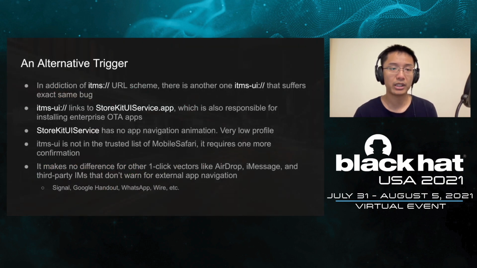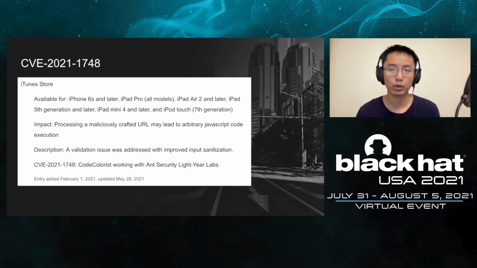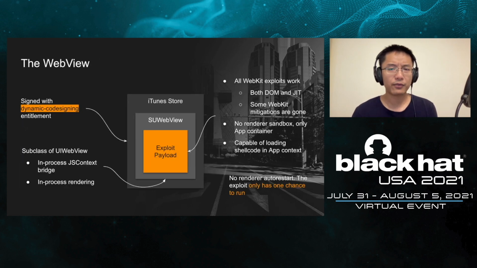And here's an alternative trigger named ITMS-UI. It suffers the exact same bug, but instead it links to StoreKitUIService.app, which is also responsible for installing enterprise OTA apps. It has no navigation animation, so it's very low profile, but ITMS-UI is not in the trusted list of mobile Safari, so it requires one more confirmation. But it makes no difference for other one-click vectors like AirDrop, iMessage, and third-party instant messengers that don't warn for external app navigation. This bug was assigned CVE-2021-1748.